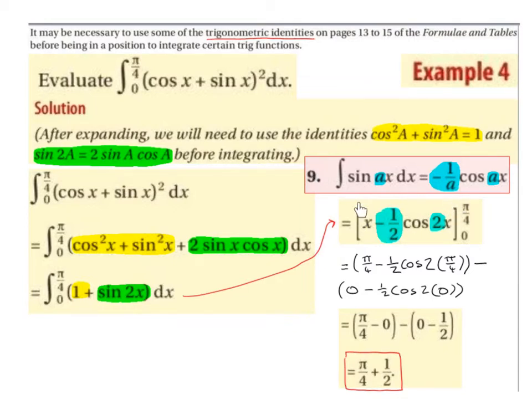So now we have integrated, we have to evaluate using our limits. So we take what's inside the bracket and we swap each x for pi over 4. So we get this. Then we have our minus. And then again we take what's inside the brackets and swap each x for 0. So we get this. And simplifying, we're left with pi over 4 plus a half.